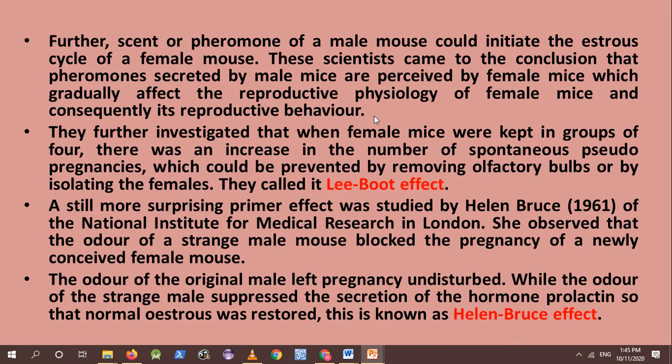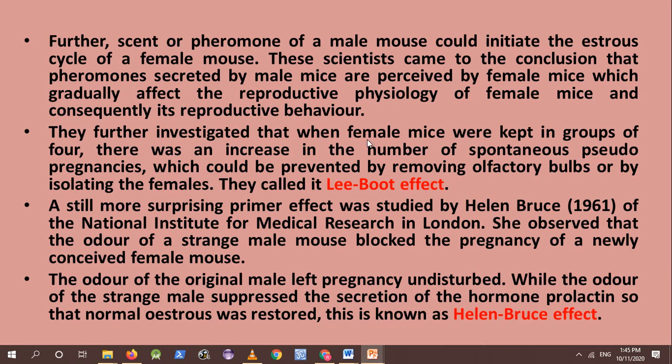What we said in the definition was that the pheromone is secreted and perceived by the central nervous system, then it brings about some change in the physiology of the recipient, and then by the stimulus of that, there is a change in the behavior.